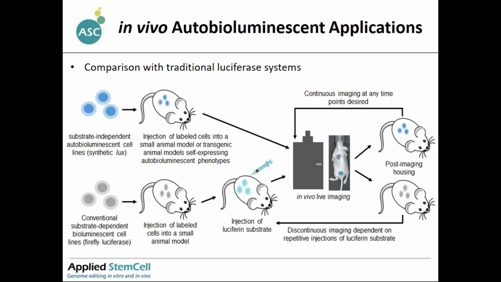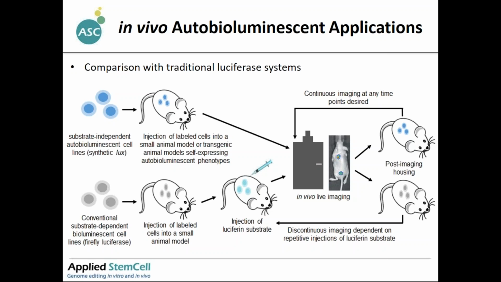You just put your animals in your equipment, hit start, and get an image, and if you don't like the image, just take another picture. Or if you want to take a picture every day, no problem at all. Just place your animal back into the instrument and run it again. If you're using traditional substrate-dependent bioluminescent cell lines, such as those expressing firefly luciferase, you would do the same cell injection, but you don't get a signal yet.